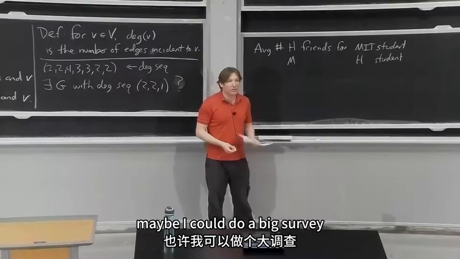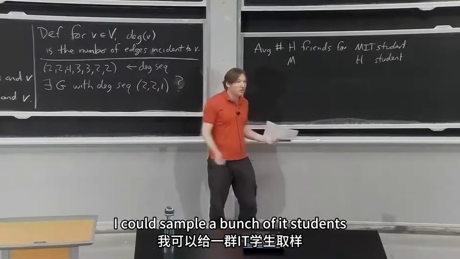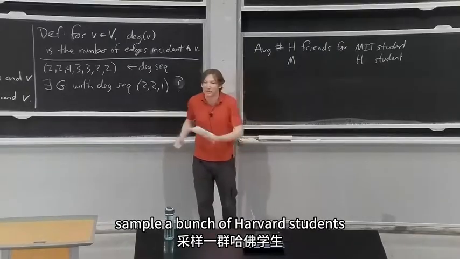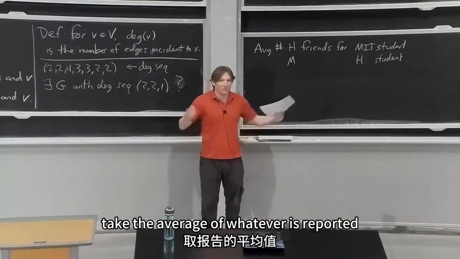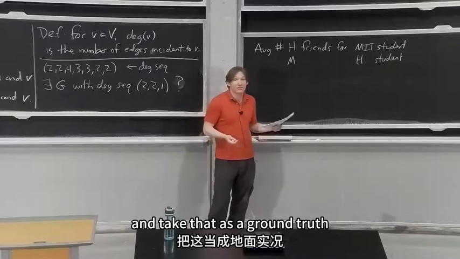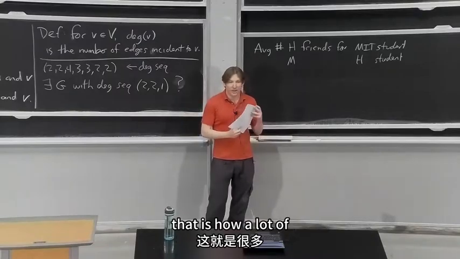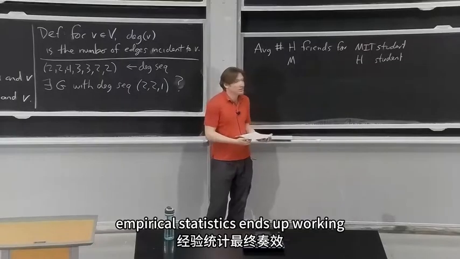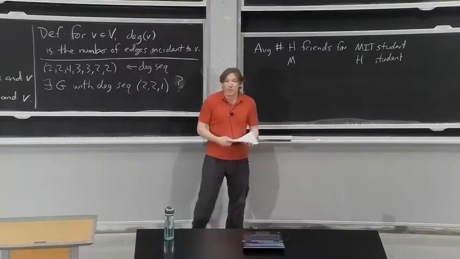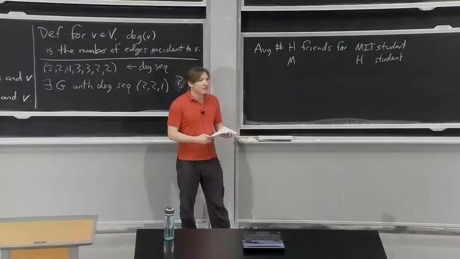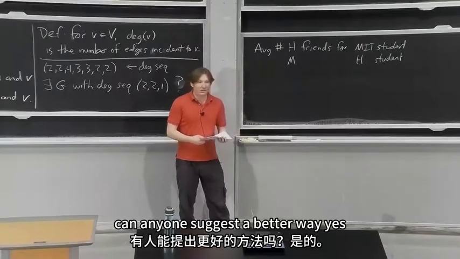Maybe I could do a big survey. I could sample a bunch of MIT students, sample a bunch of Harvard students, take the average of whatever's reported, and take that as ground truth. That is how a lot of empirical statistics ends up working. Can anyone suggest a better way?